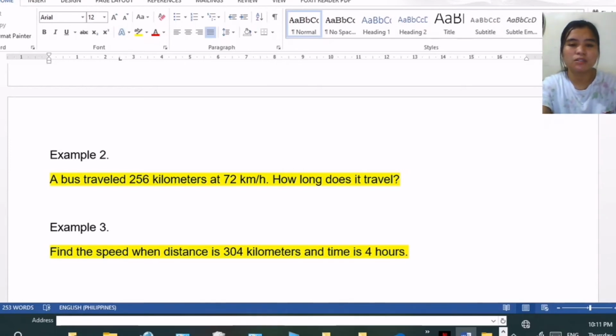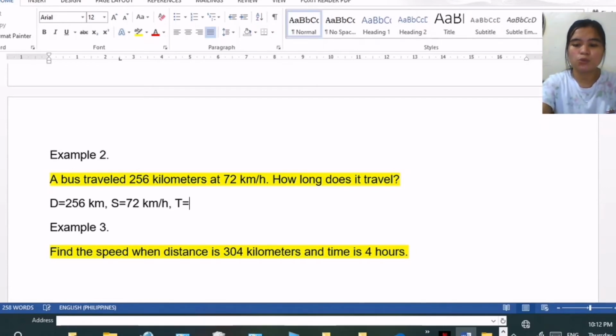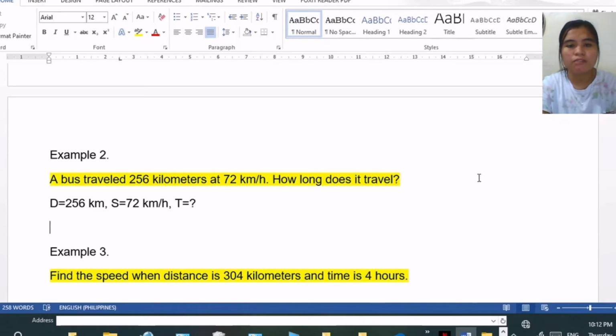Okay po. So, isulat natin yung given. The given are the distance, which is 256 kilometer. And then, the speed, write S for speed, which is 72 kilometer per hour. So, ngayon, ang tinatanong dyan is the time. So, yan po yung hahanapin natin. So, ano nga po ulit yung formula kapag magsusolve tayo ng time? Lagi yung tatandaan na ang time ay nasa baba. So, kung ang time ay nasa baba, ibig sabihin, nasa taas yung D and then nasa baba yung S. So, we are going to divide it po.